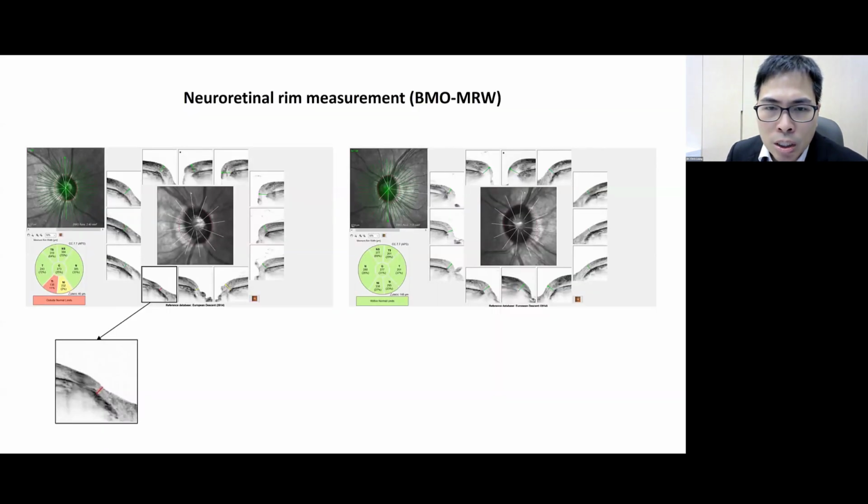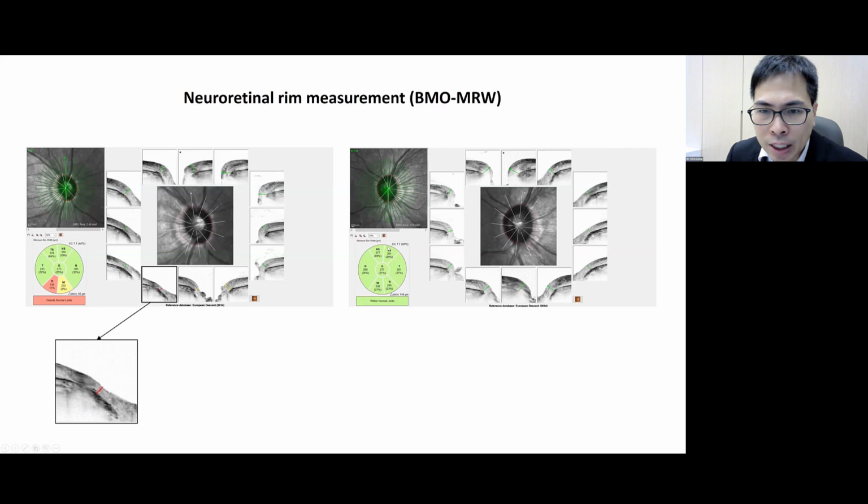When we use OCT to quantify the rim width, which is a more objective approach to discern whether the rim measurement is normal or abnormal, again, in the right eye, you have loss of the infratemporal rim.